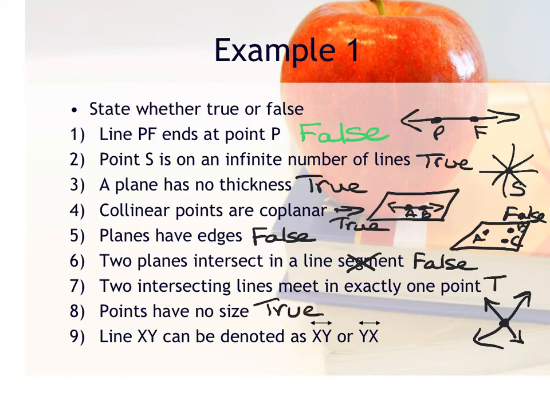Line XY can be denoted as either XY with a picture of a line on top or YX. This is true. Okay? Order does not matter for the lines or the line segments. Also remember, you can name a line with a lowercase letter. So the order of the letters does not matter for lines or line segments. It matters for rays.